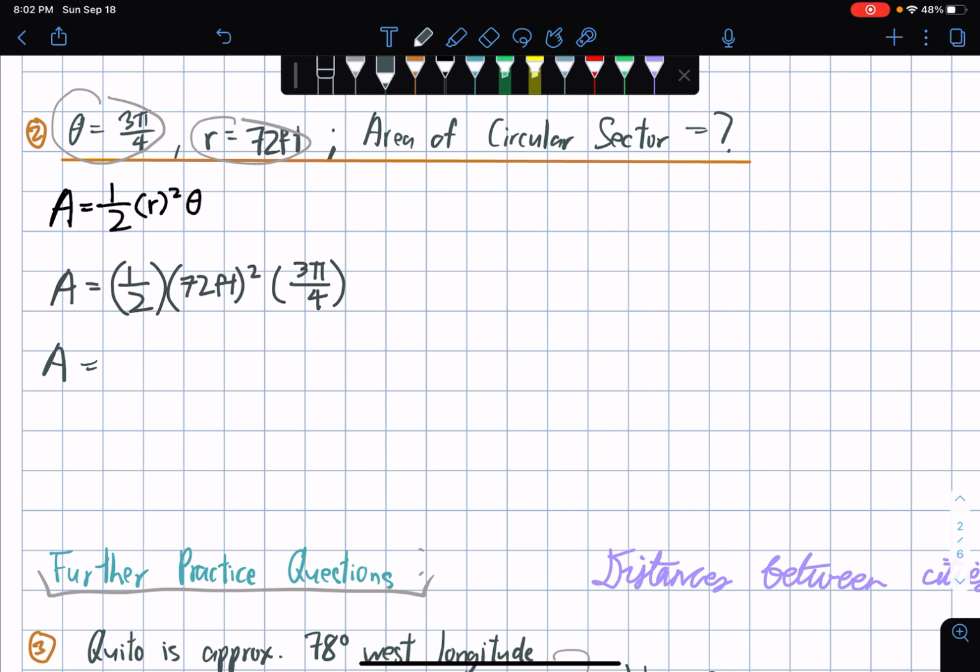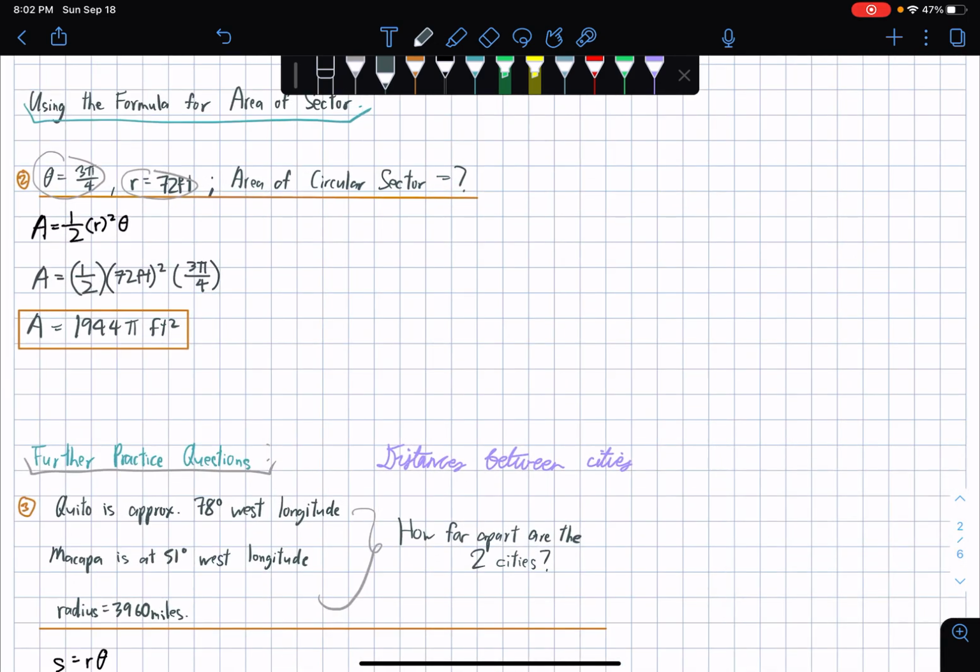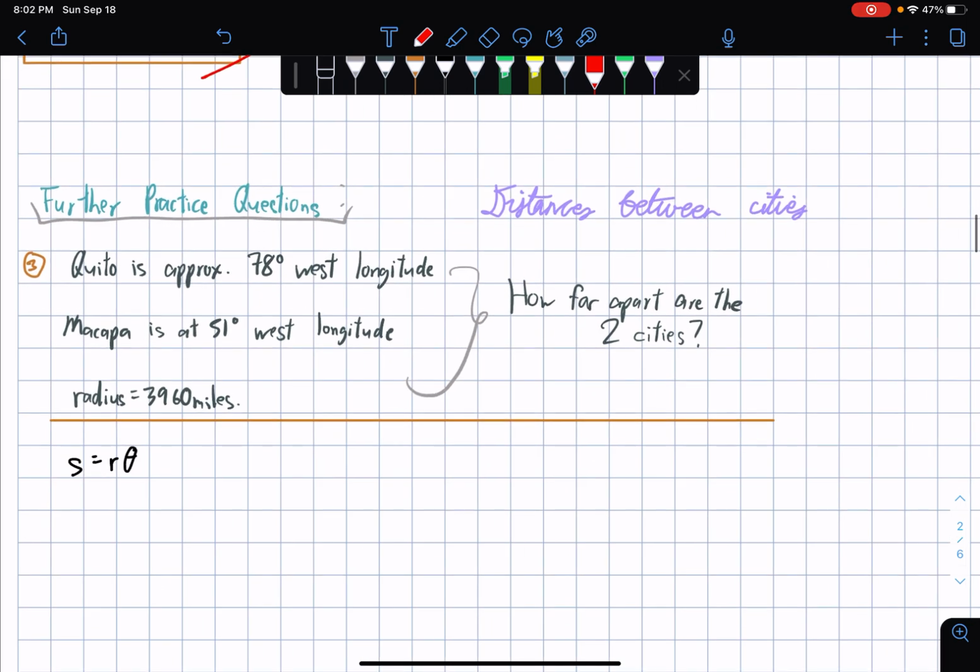Anyways, in the calculator, if you put these values, we get 1,944 pi square feet. Of course, this is a basic principle in geometry. If we want to find the area of something, its unit will always be the measurement, which is initially feet, as stated here in the radius. You always put squared. So yeah, this is the final answer. Let's move on for further practice questions.